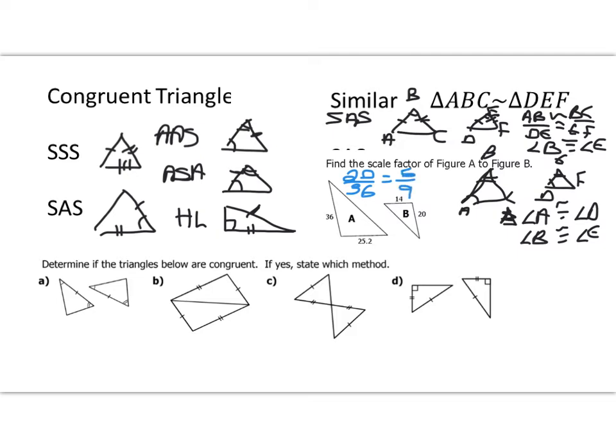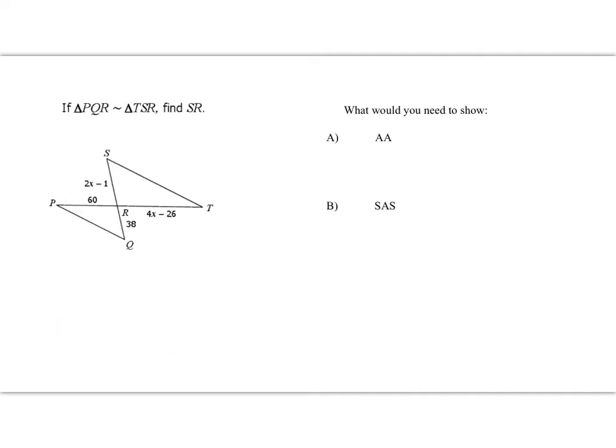Okay, determine whether the triangles below are congruent. This first one is angle, side, angle. The next one, they're sharing a side, so side, side, side. This next one, they're not congruent because we don't use that one. And then the next one is HL because you have the hypotenuse and then a leg.